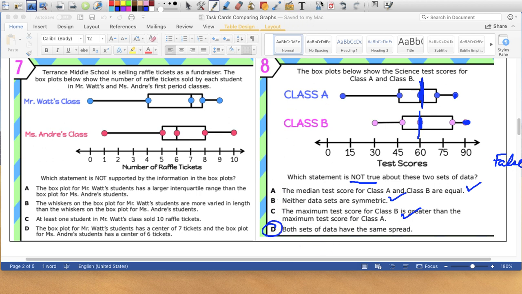So they have the same spread. Is it true that they have the same spread? No, look. Compare that to this one. For class A, the spread is much bigger. This whole line here is much bigger than this. Okay.